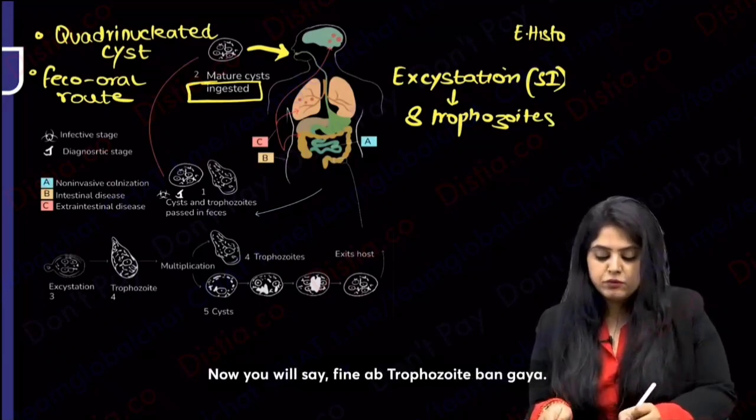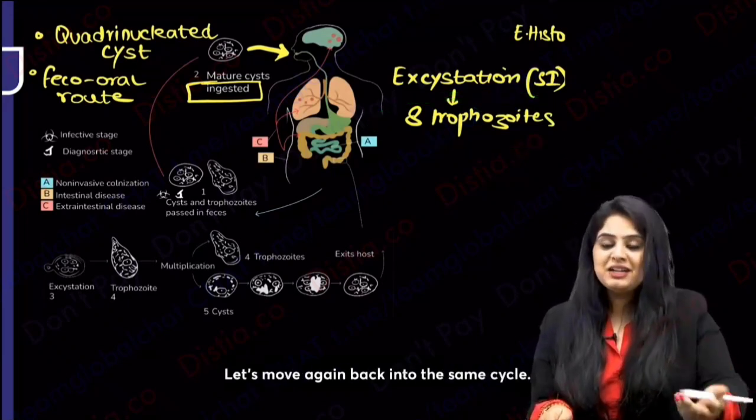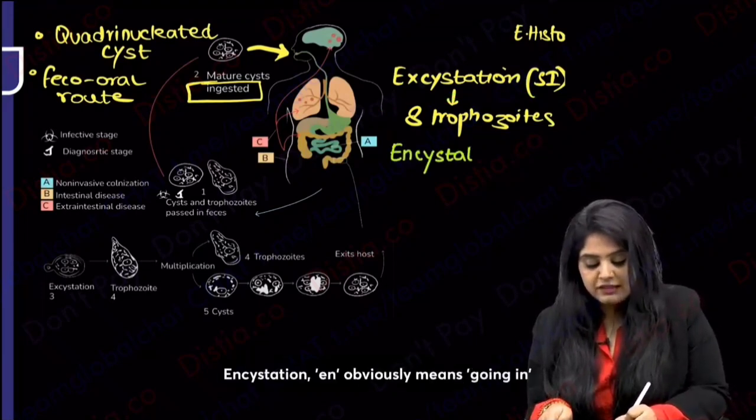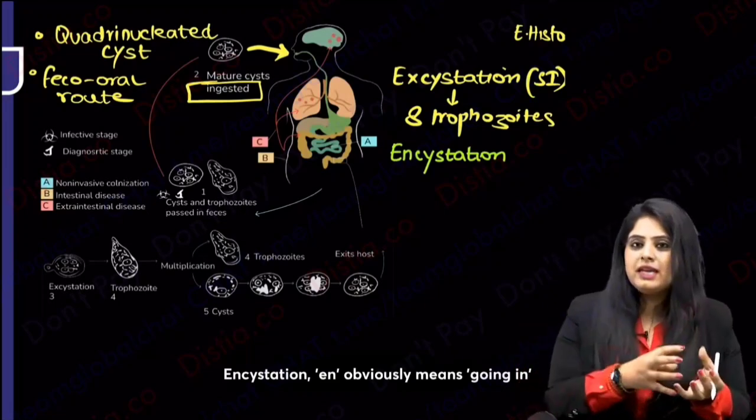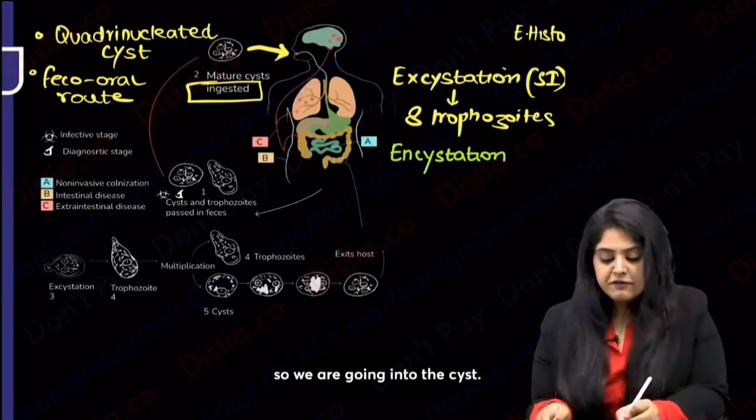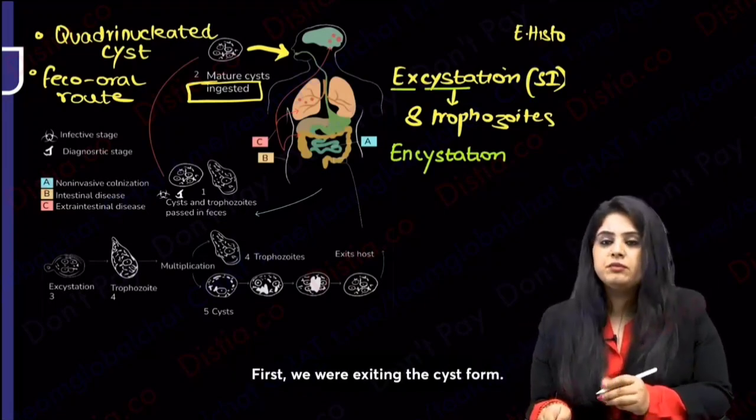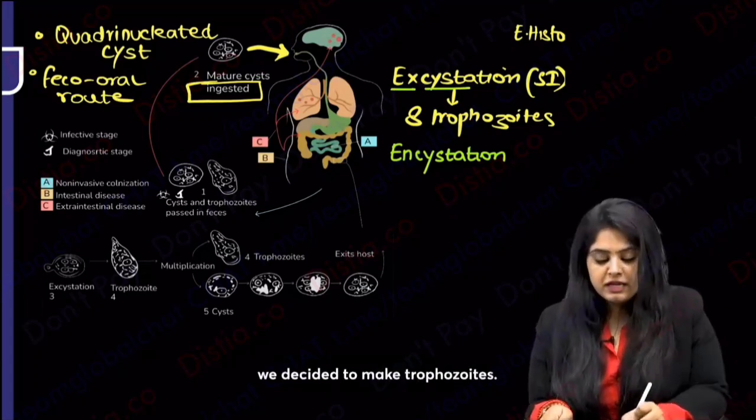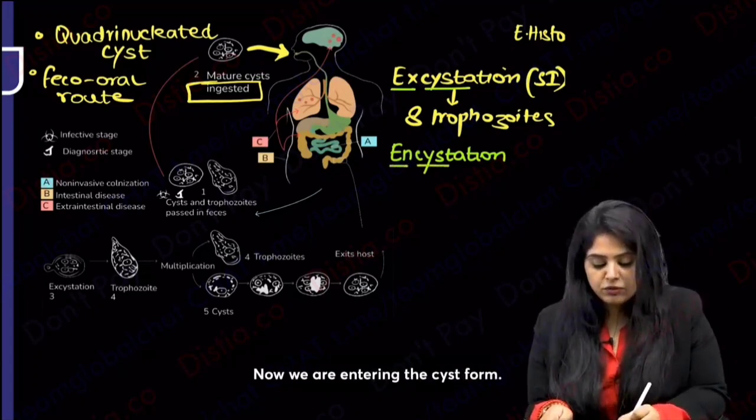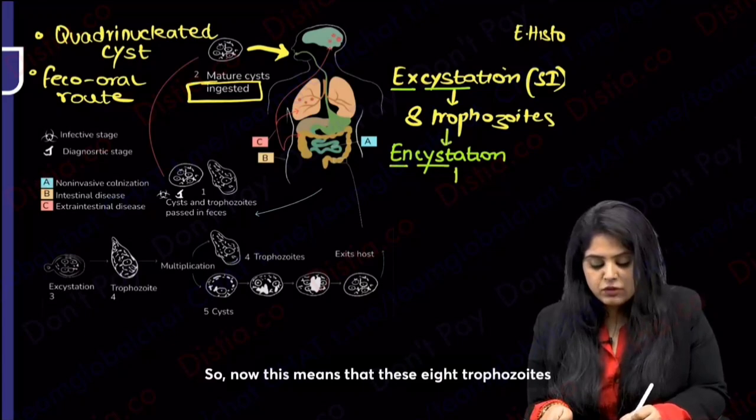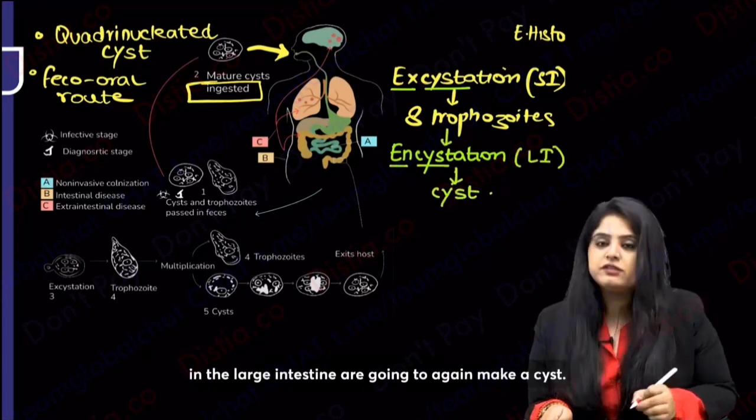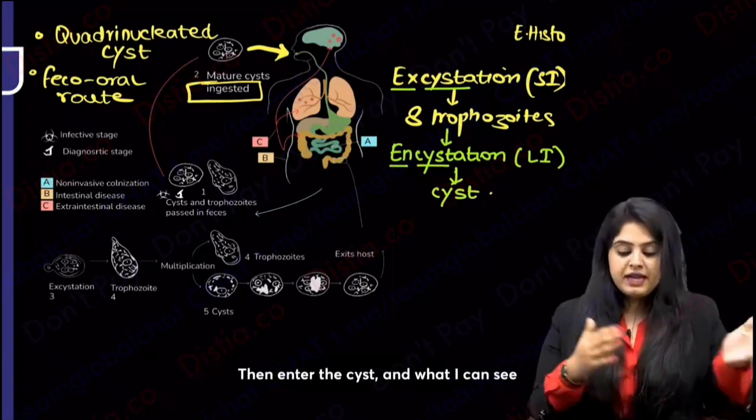Now you'll say, fine, a trophozoite ban gaya. Let's move again back into the same cycle. So now what is going to happen next? The next stage is make a cyst. Encystation. Encystation, N obviously means going in. So we are going into the cyst. First, we were exiting the cyst form. So when we were exiting the cyst form in the small intestine, we decided to make trophozoites. Now we are entering the cyst form. So now this means that these 8 trophozoites in the large intestine are going to again make a cyst. So there's first exit the cyst, then enter the cyst.